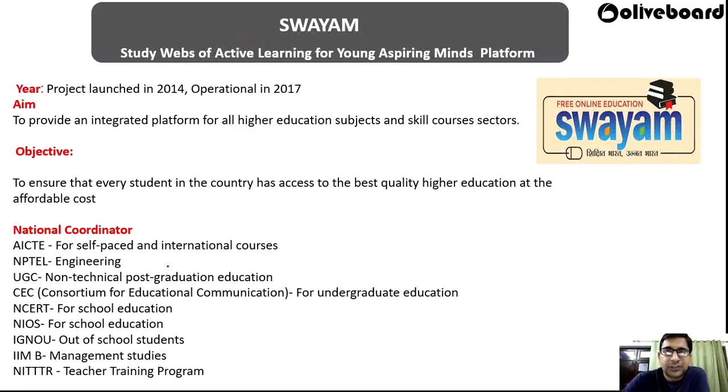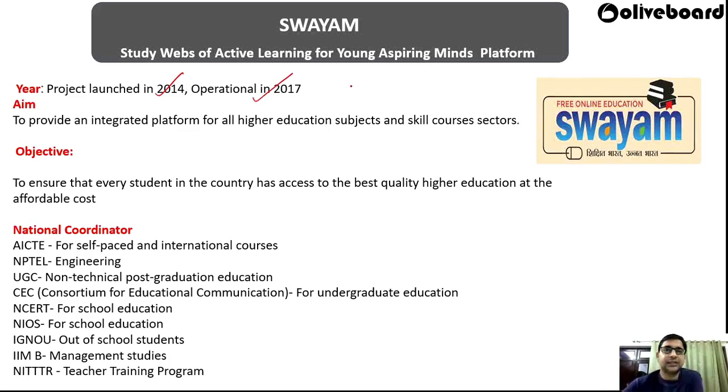Now we move towards our last portal today, that is Swayam. That is the Study Webs of Active Learning for Young Aspiring Minds platform, the full form of the Swayam scheme. This project was launched in 2014 and became operational in 2017. That means in 2014 it did not come into normal use. It was launched only for a limited purpose. Then in 2017 it was launched pan India.